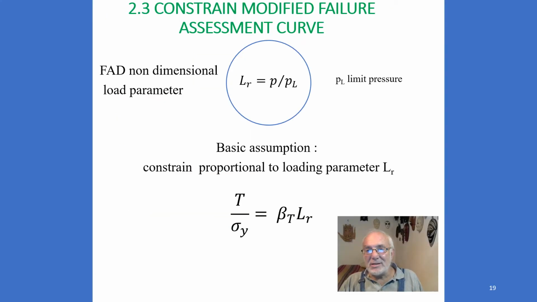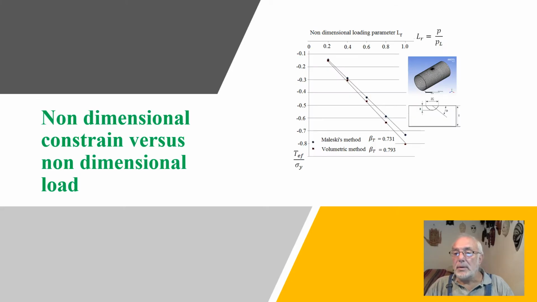Therefore, in the failure assessment diagram, we have to take into account the fact that the notch fracture toughness depends on constraint. If you consider the non-dimensional load parameter, which is the ratio of the applied pressure to the limit pressure, the basic assumption used in a constraint modified failure assessment diagram is that the constraint is proportional to the loading parameter. This picture shows the validity of the basic assumption, and you can see that the ratio of the effective constraint divided by the yield stress is a linear decreasing function of the loading parameter.